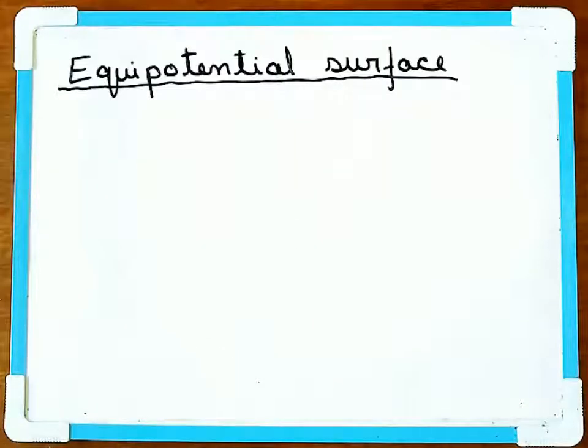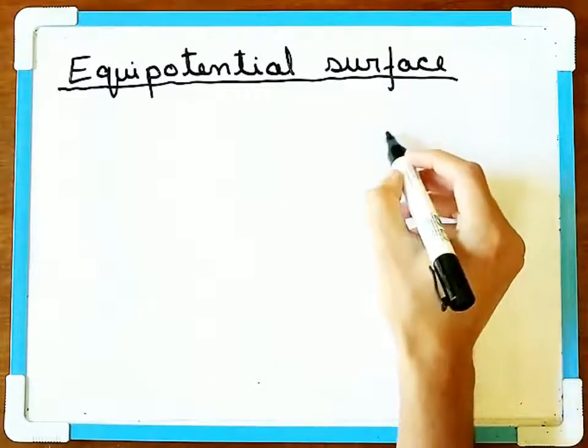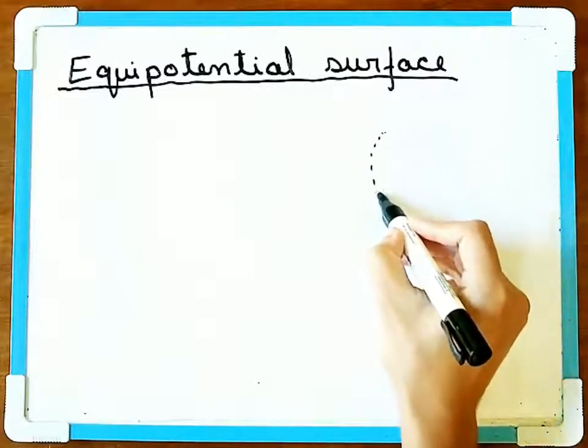Now, equipotential surface. Now this is similar to the Gaussian surface. If you can recall in chapter 1, the Gaussian surface is a surface in which the electric field intensity is same everywhere on the surface. Similarly here also, equipotential surface is a surface in which the electrostatic potential is same everywhere on the surface. For example, say we have the surface of a sphere. So we have a sphere.